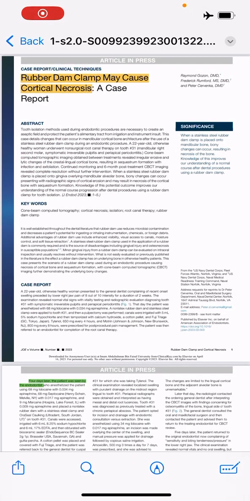Assalamu alaikum. The paper for today is "Rubber dam clamp may cause cortical necrosis." It's a case report done by Raymond, 2023, by Joy.